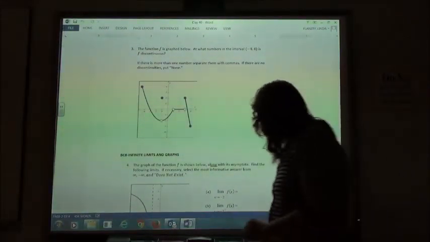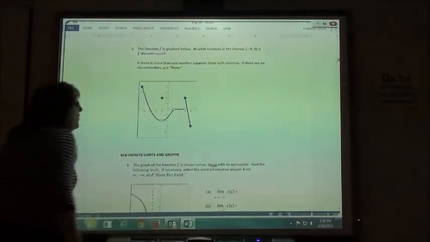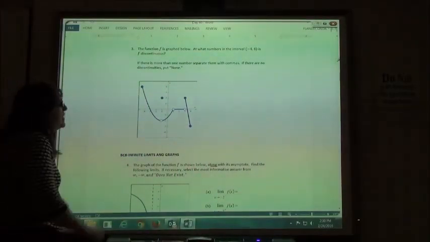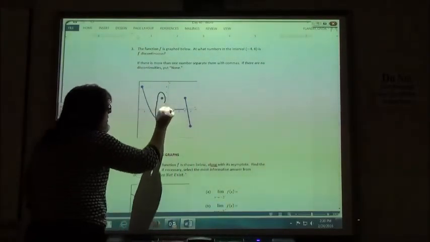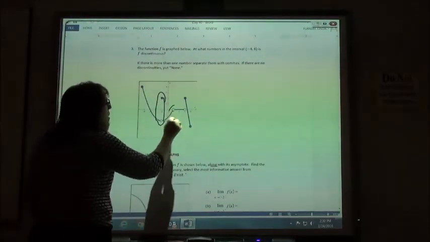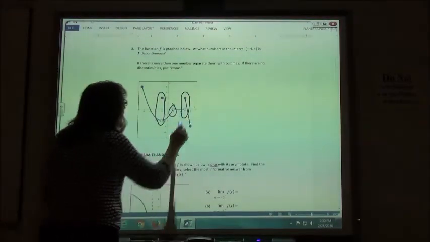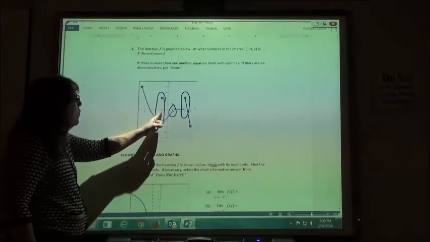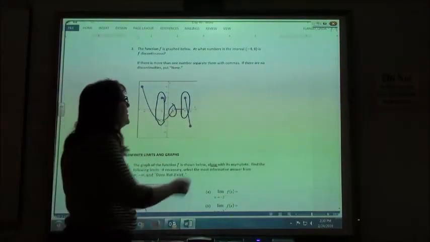So again, if you look at number 3, if I'm looking for my points where my graph is discontinuous, I can see right here is a spot where I have a hole in my graph, right here, and right here. So at -1, +1, and +3.